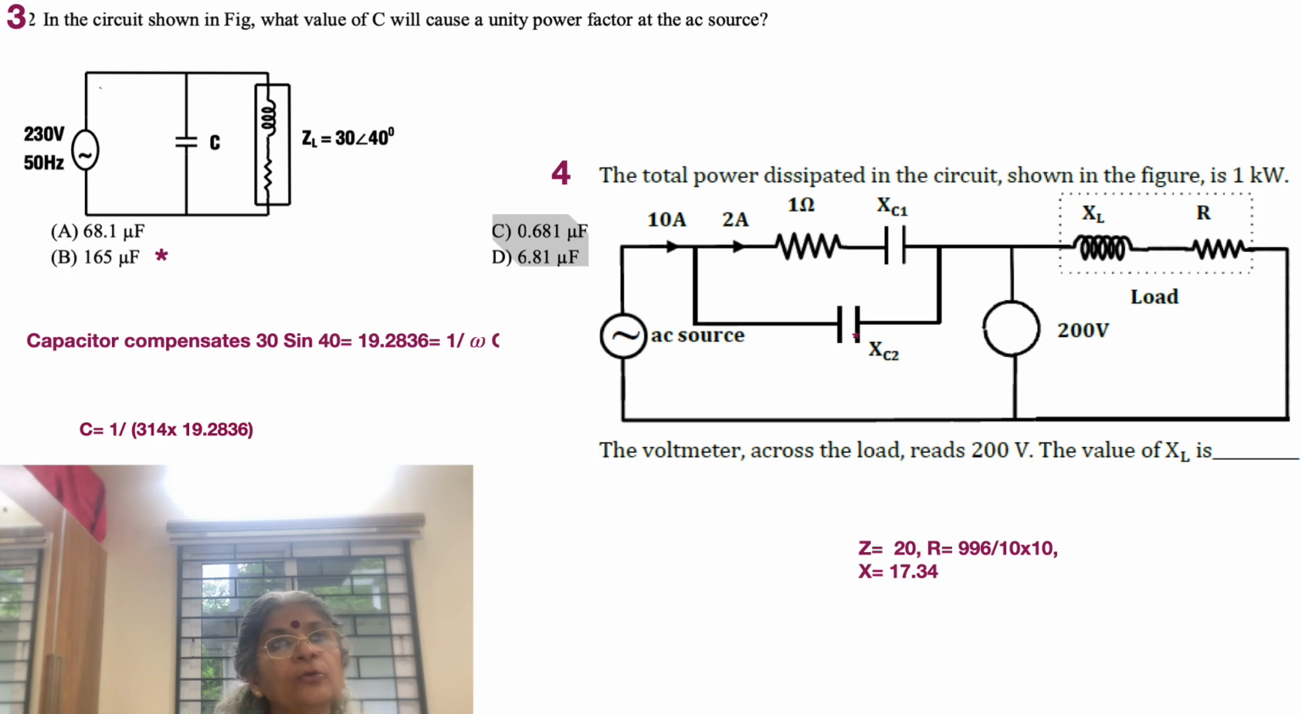You know omega, we have already seen that for 50 hertz it's going to be 314. Simply find out the value of C. Even here you can use the approximate values, because 314 into 19 point something, you can simply say that it's equal to 300 into 20, and then you can write it out in terms of microfarad. So what you get there.